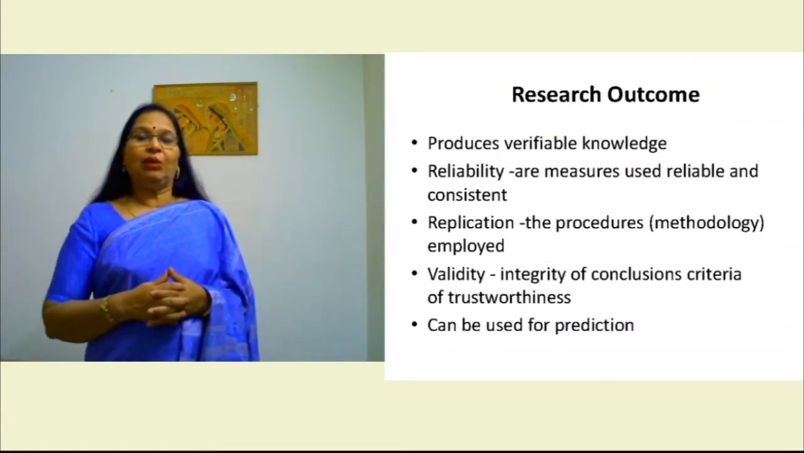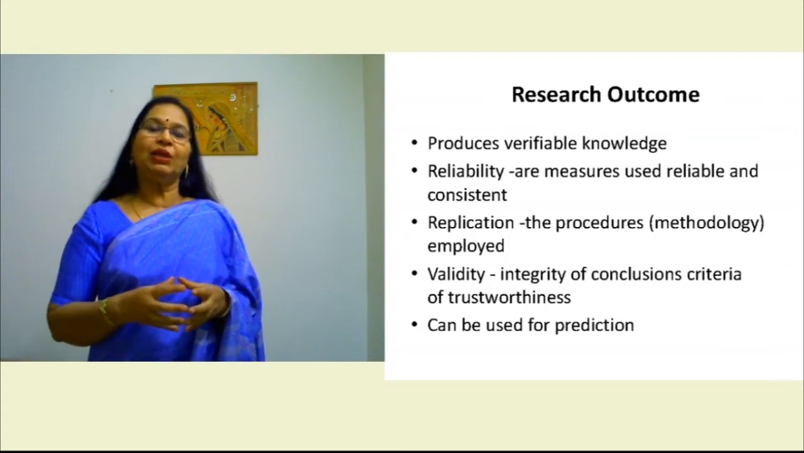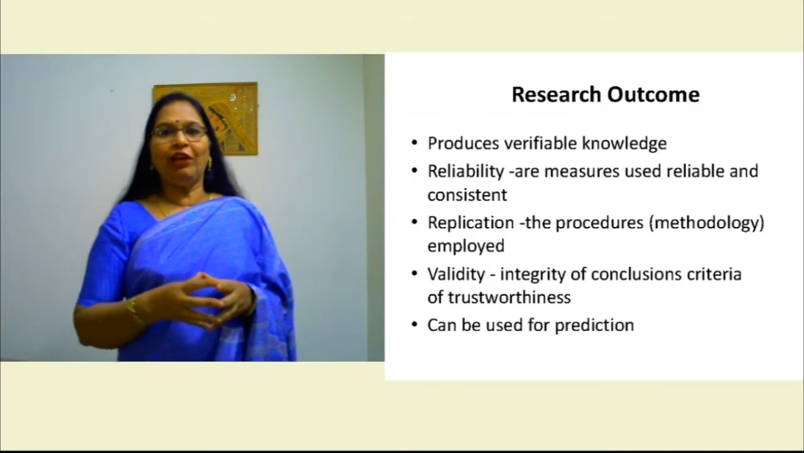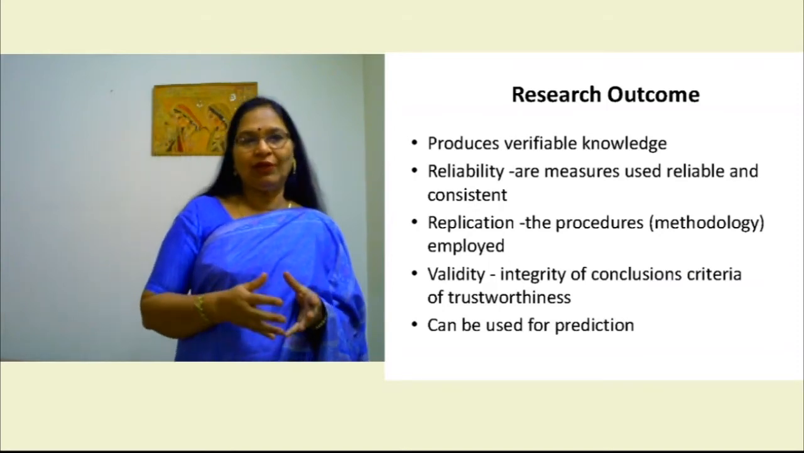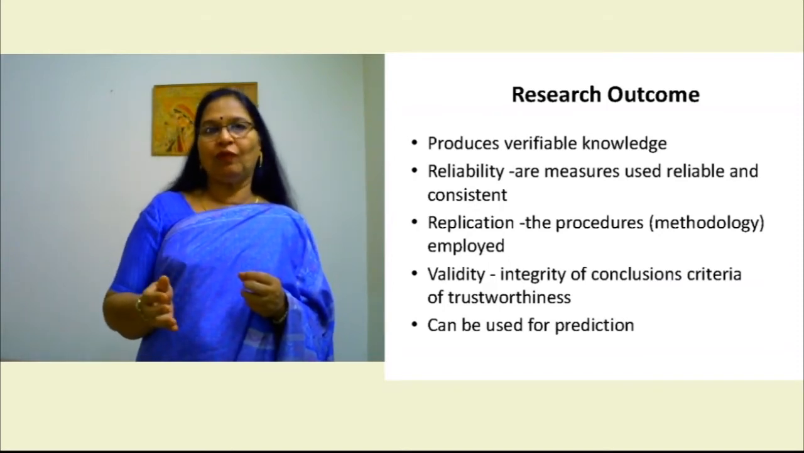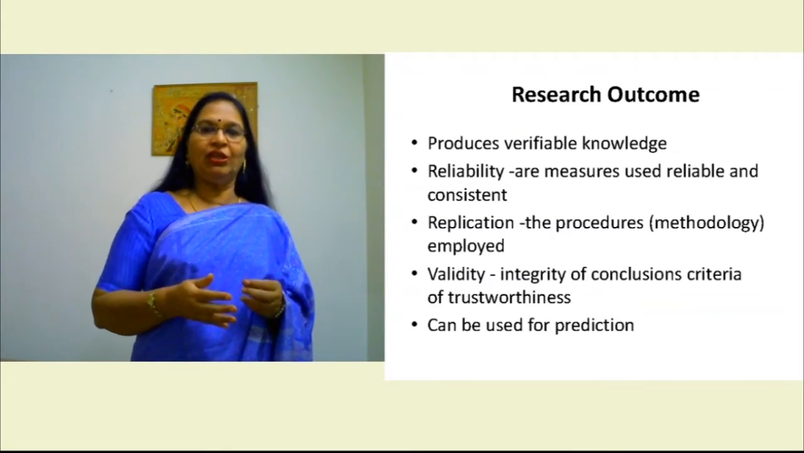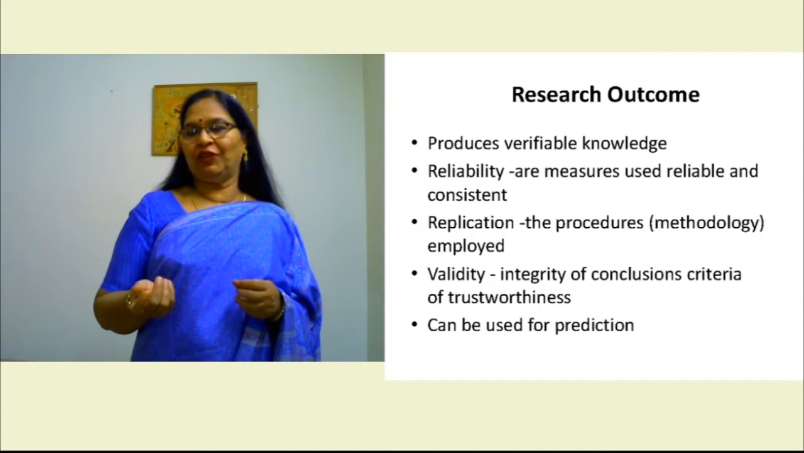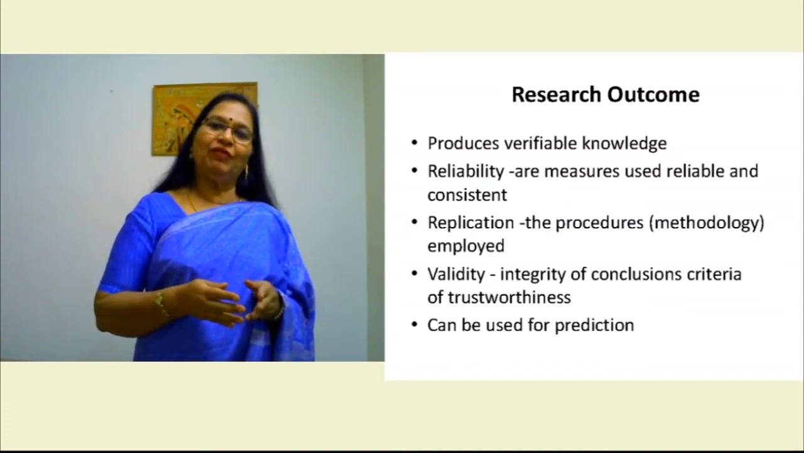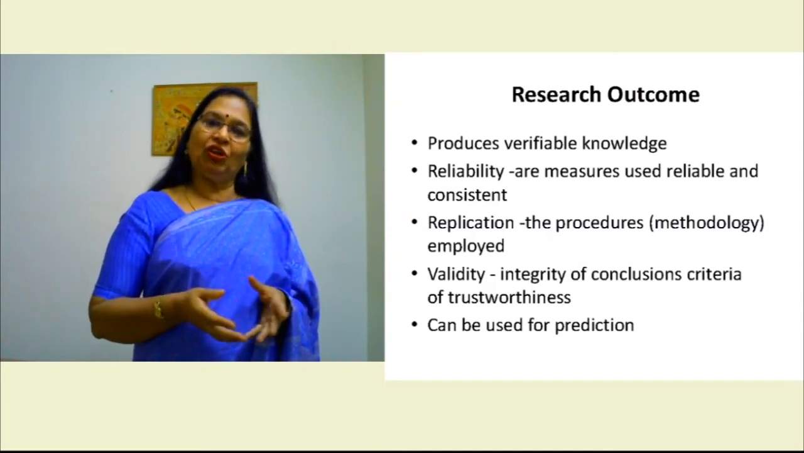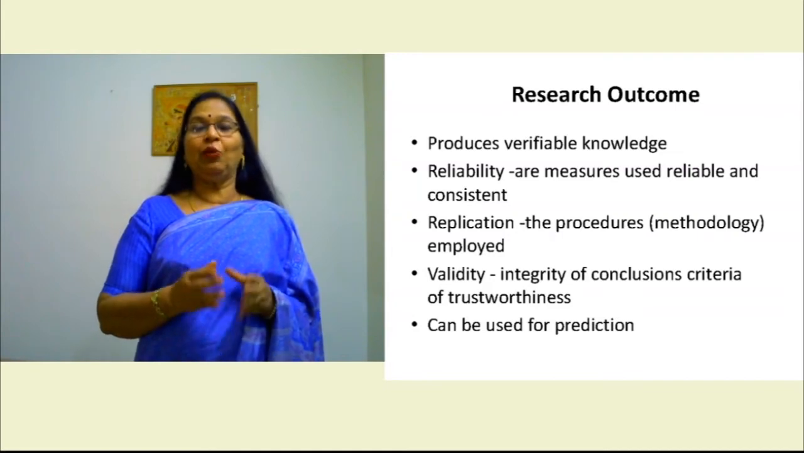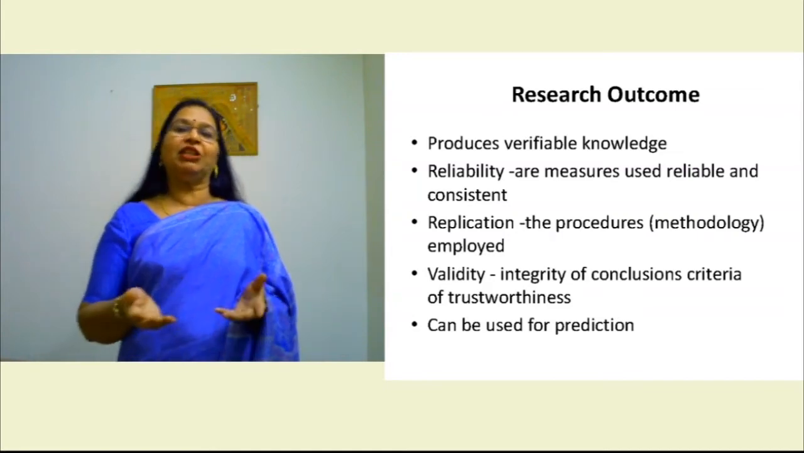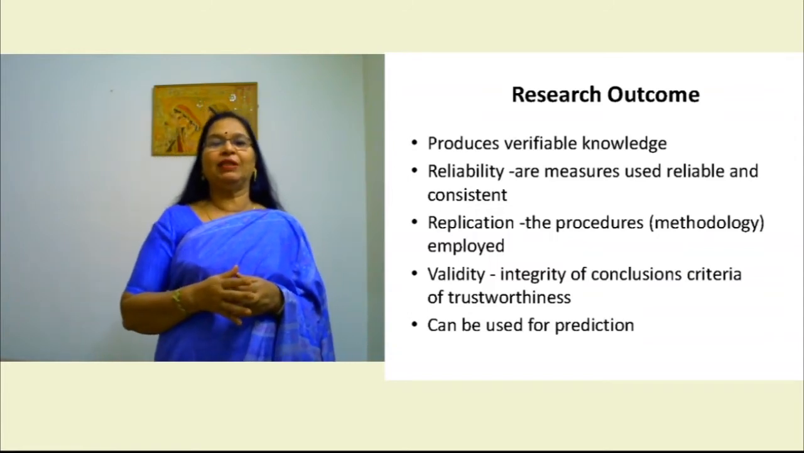What is the outcome of research? Any outcome must provide verifiable knowledge. Now, verifiable knowledge means you have done the research, but somebody else wants to verify whether your research is right or not, and that is one of the reasons you have a viva at the end of research. So whatever knowledge you have built cannot be done in a shoddy manner. It has to be done in a way that can be verified by somebody else who can say, yes, this is the right method to have followed while doing research.